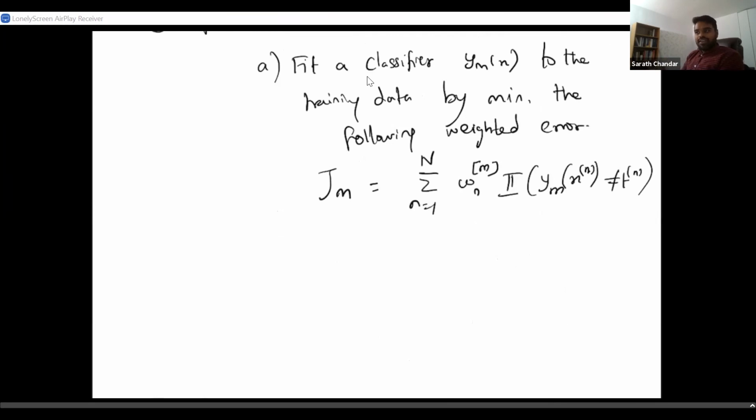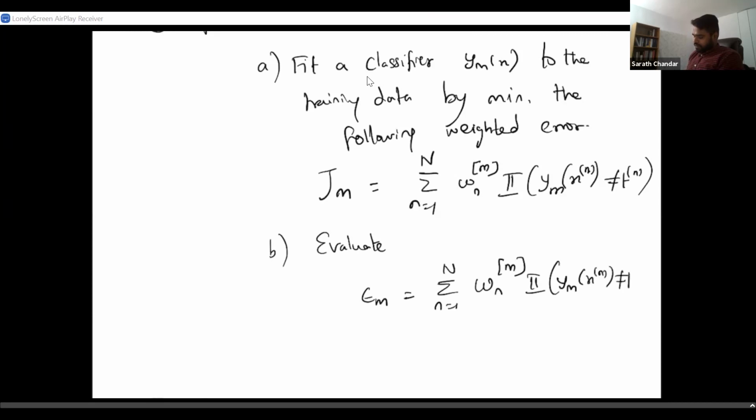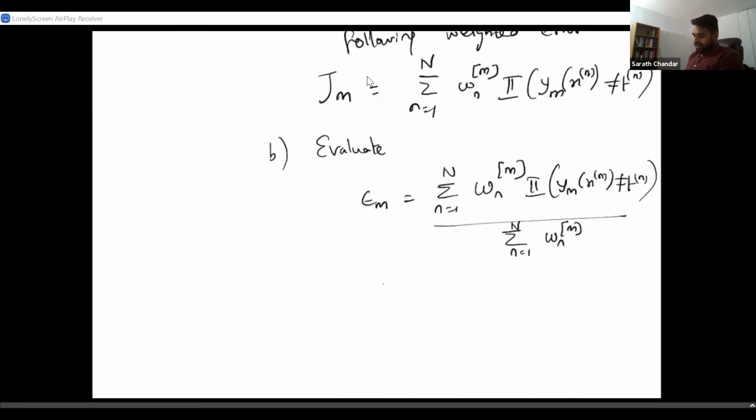Now once you train and fit the classifier, we are going to evaluate a couple of quantities. First is epsilon_m. I'll explain what epsilon_m is. Epsilon_m is basically the summation over n equals 1 to capital N of w_n^(m) times the indicator, divided by the summation over n equals 1 to capital N of w_n^(m). So epsilon is representing the weighted measure of the error rate of each of the base classifiers. The numerator is the sum of weights for all the misclassifications, divided by the sum of all the weights in the data set, so this is just the error rate. And we are going to use this to evaluate alpha_m, which is ln of (1 minus epsilon_m) by epsilon_m.